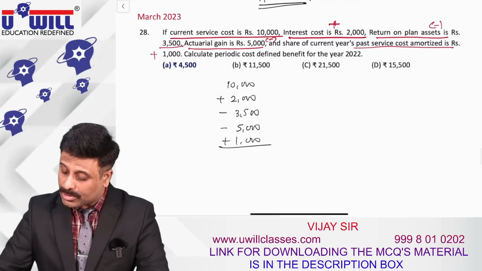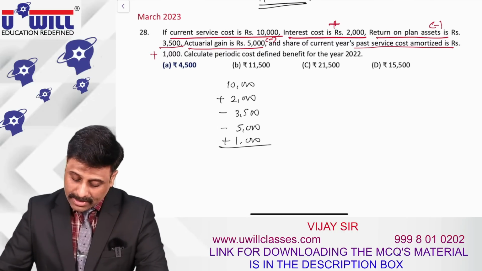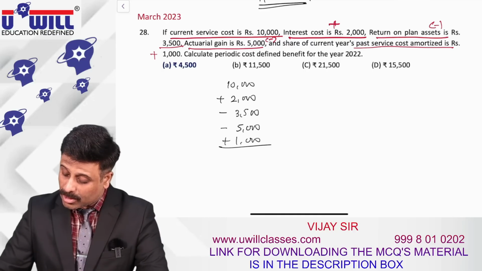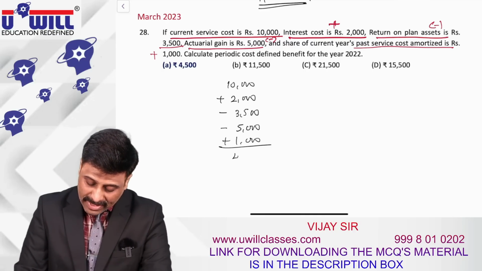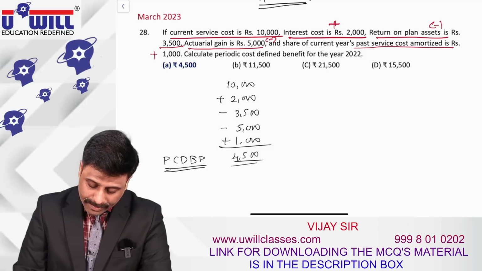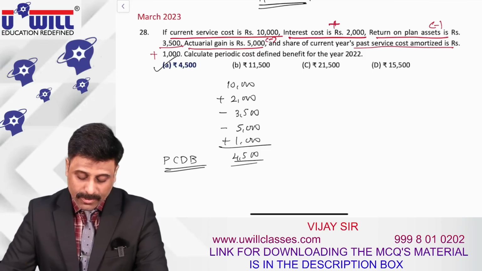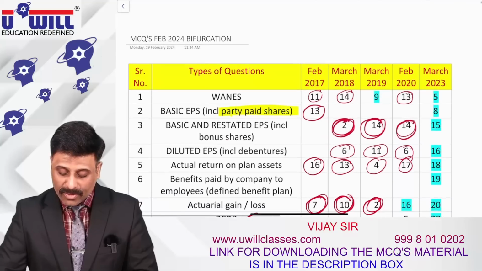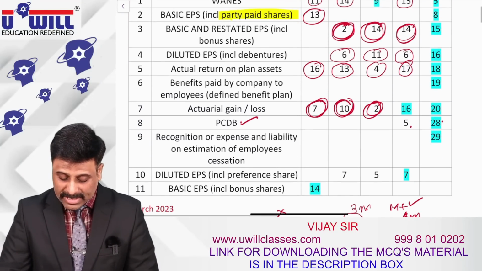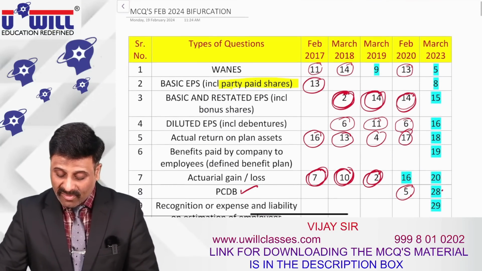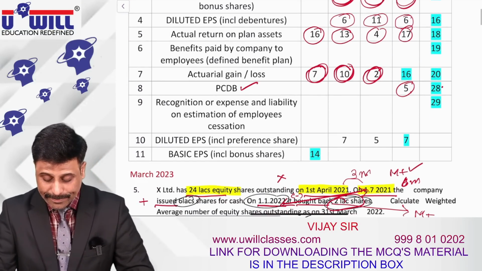Do it everyone. 10,000 plus 2000 minus 3500 minus 5000 plus 1000, what we get? 4500. This is periodic cost of defined benefit plan. Okay, periodic cost of defined benefit. So our answer is option A, that is 4500. So all of you will try this one question on your own, which is 5th question of February 2020.